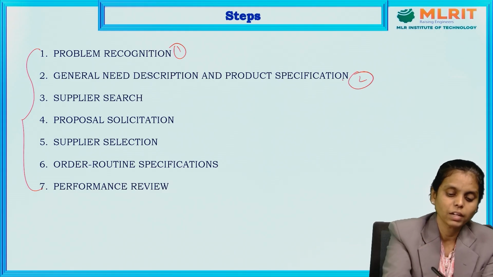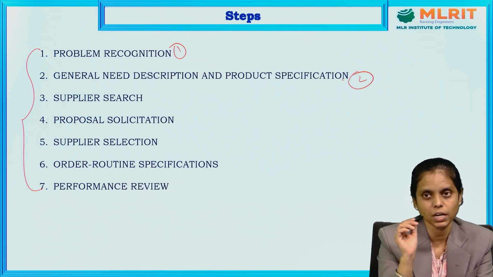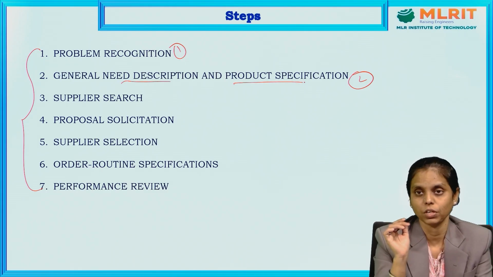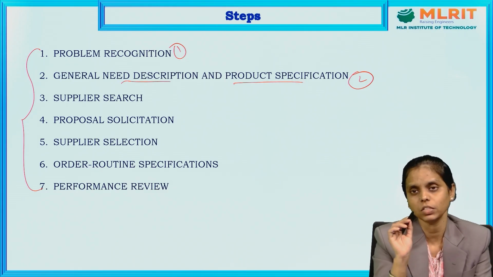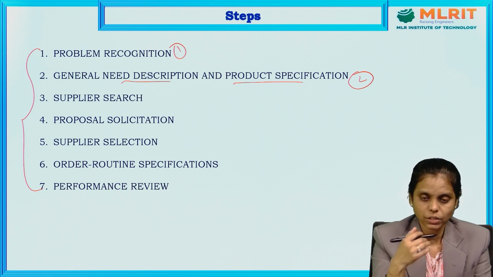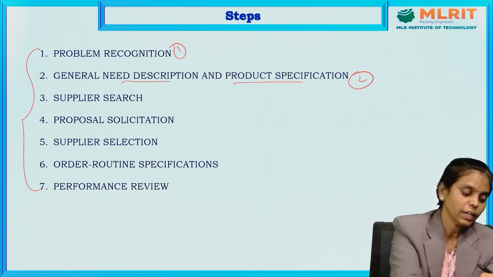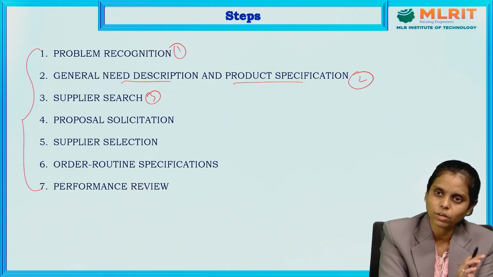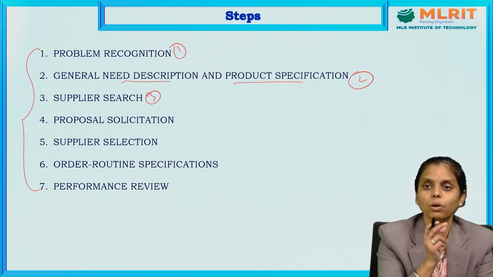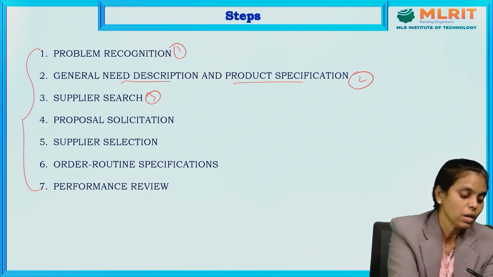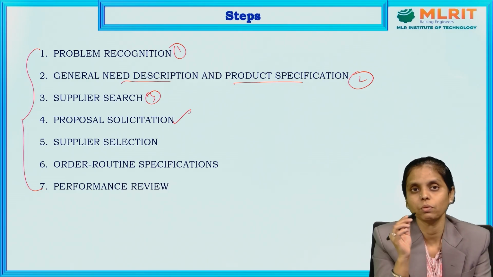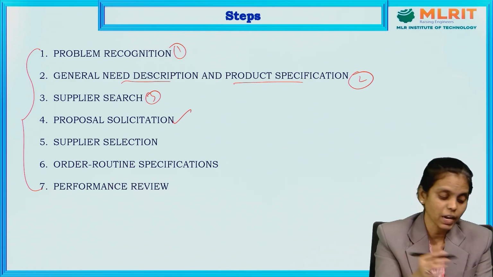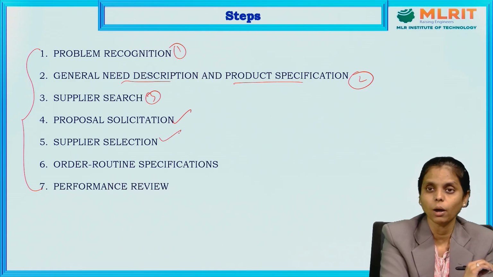The second aspect that we have is general need description and product specifications. So what is the need and what are the specifications of that one? We will get into that. Next, we will identify who the suppliers of our product are. That means whatever the need fulfillment with a product, who is available, we will find out. Then proposal solicitation, where we will scrutinize the different proposals from different suppliers so that we select the right supplier for our product.